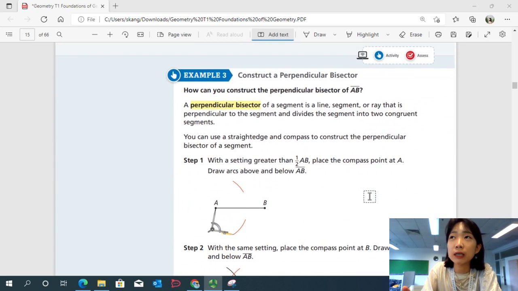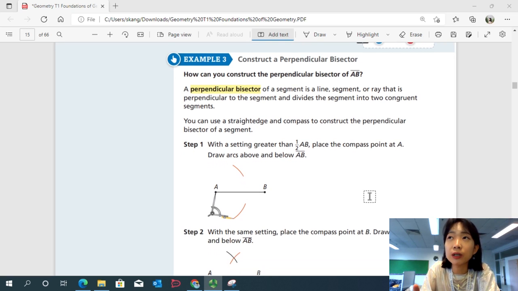Alright, example 3. Construct a perpendicular bisector. How can you construct a perpendicular bisector of segment AB? By definition, what is a perpendicular bisector? A perpendicular bisector is a line, segment, or ray, it could be any of them, that is perpendicular. What is perpendicular? It's 90 degrees. So perpendicular to the segment, and divides the segment into two congruent segments. So it divides it into two equal parts, but it also has to be perpendicular to the segment.